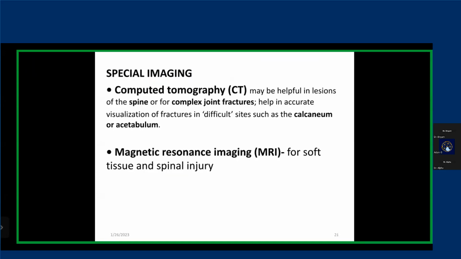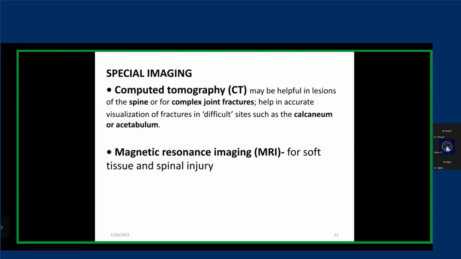So X-ray is our mainstay of investigation, but we might need a CT scan or an MRI. We don't use them commonly, but if we suspect there's a soft tissue injury or a spinal injury, we might need an MRI. And in very rare cases, if there's a complex joint fracture, a spine injury, or a lot of overlap where a 2D image is not going to suffice, we do take CT scans.